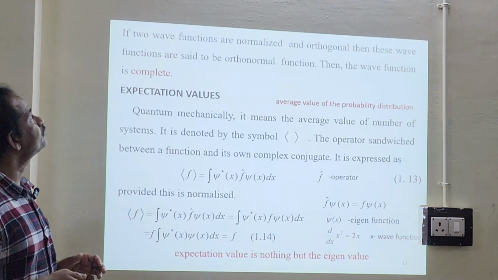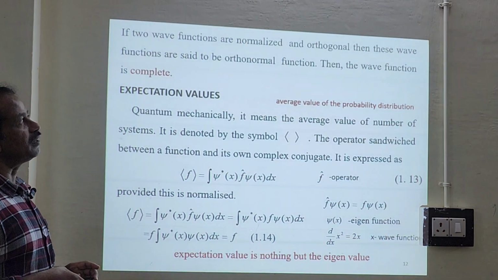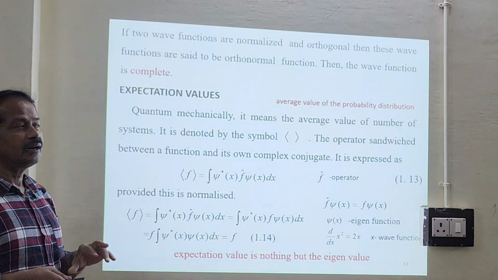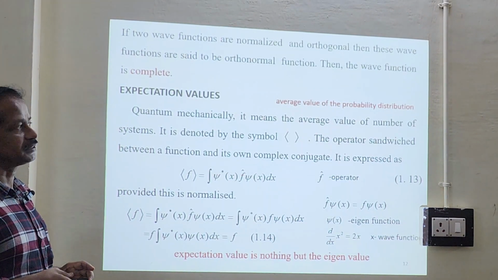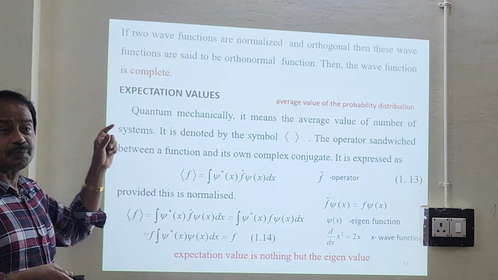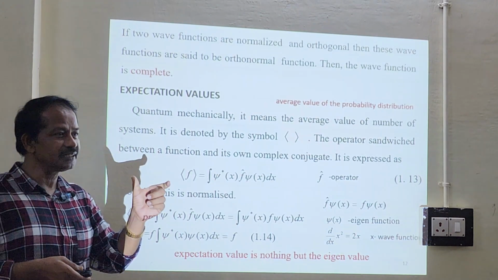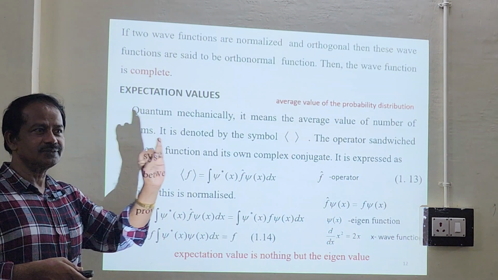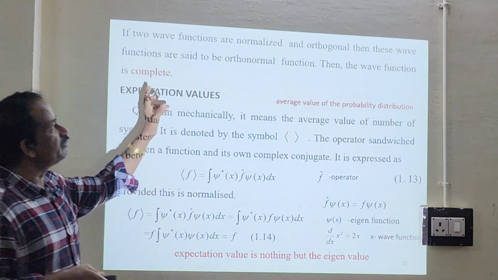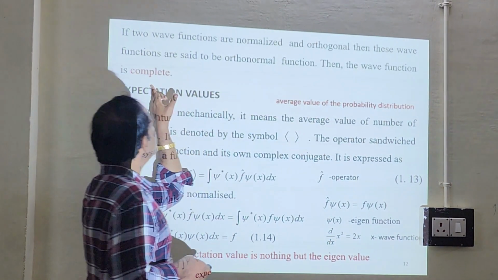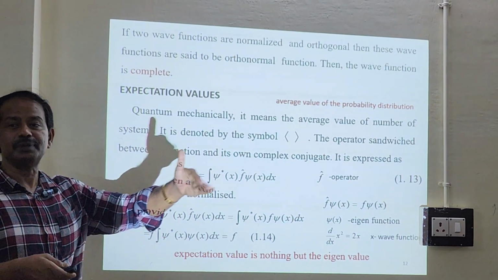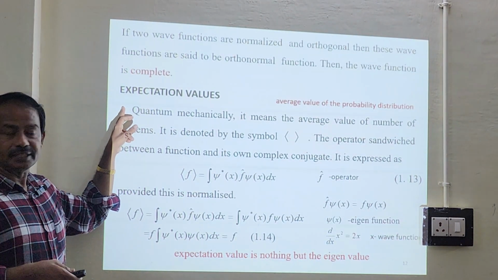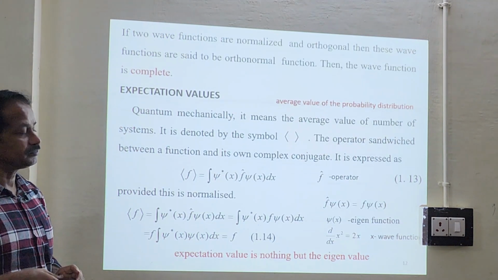If 2 wave functions are normalized and orthogonal, then these wave functions are said to be orthonormal wave functions. Then the wave function is complete. If the wave function is complete, that means the wave function must be normalized as well as orthonormal. If the wave function is orthonormal, then in quantum mechanics we say that it is complete. That's a technical word. Now the last one, this is expectation values.